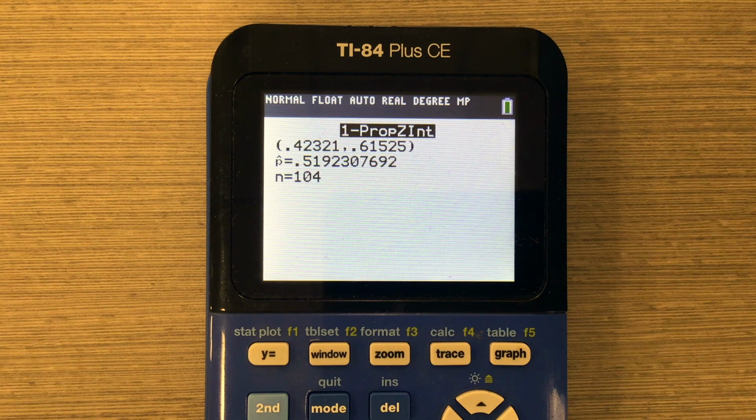It gives you your interval. It gives it to 5 decimal places in this case. We only did 3, which is totally fine. It also gives you your p-hat, so you can check that. And it tells you what n is, once again, just so that way you have that information. And there you have it. That is how you find a 1 proportion Z interval.